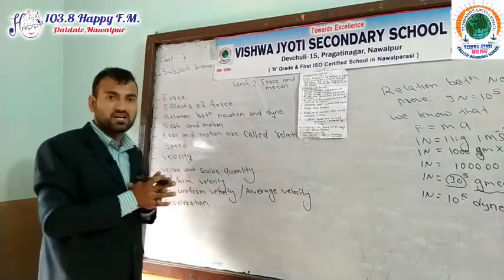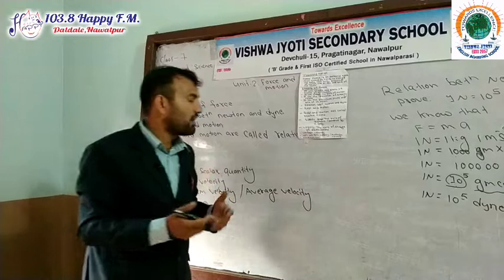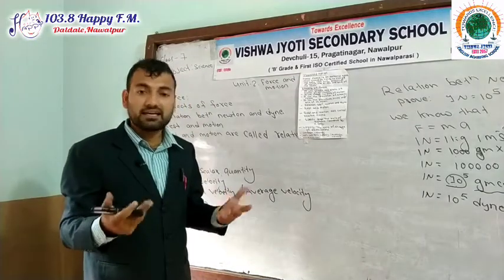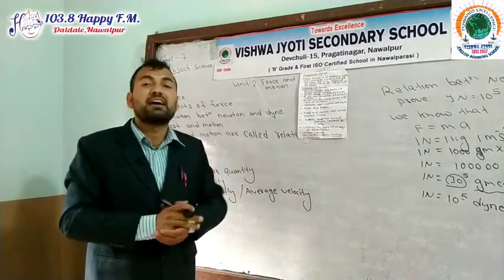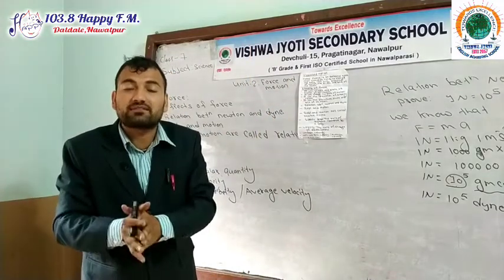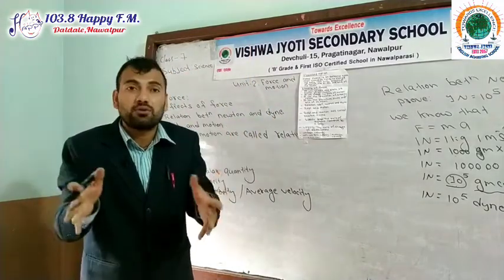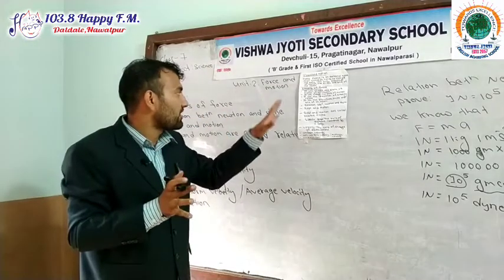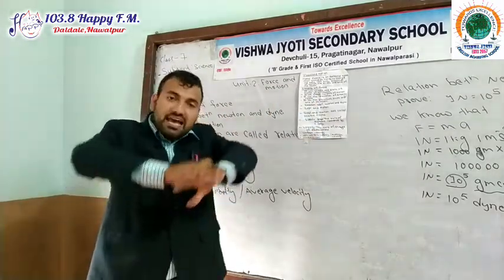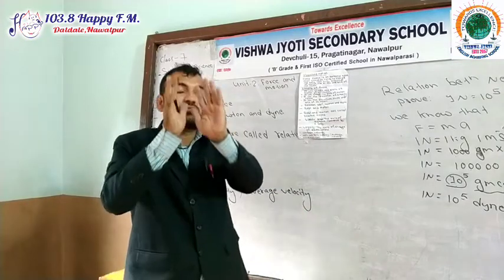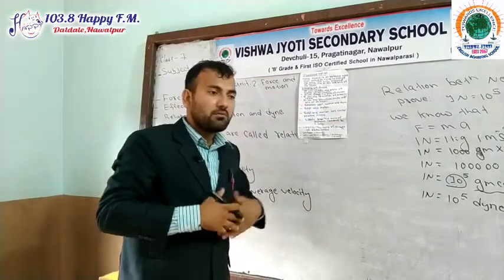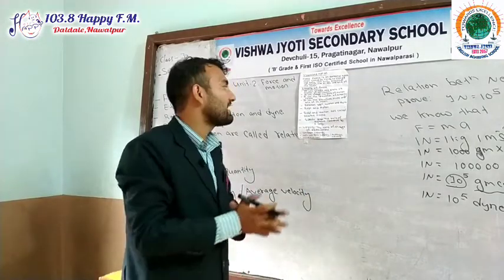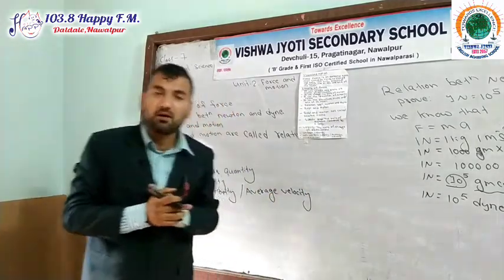Examples of rest: building, desk, bench, a stopped vehicle. These are examples of rest. Cannot change position with respect to surroundings or time is known as rest. Motion means can change position with respect to surroundings. Examples of motion: a moving bicycle, a moving bus.